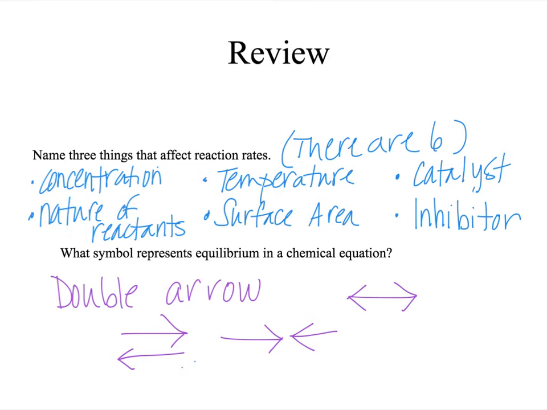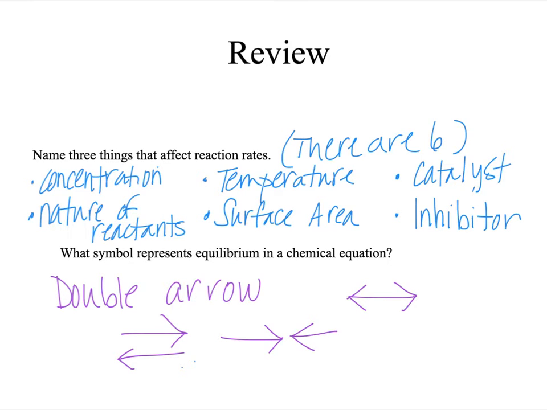Remember, group 1 and 2 metals are highly reactive metals, and so their nature is that they would be very reactive, and so they would have a higher reaction rate, say, than something like silver or gold. Temperature, we talked about that also already. Higher temperature means faster particles with more kinetic energy, which gives you a higher chance of effective collisions.